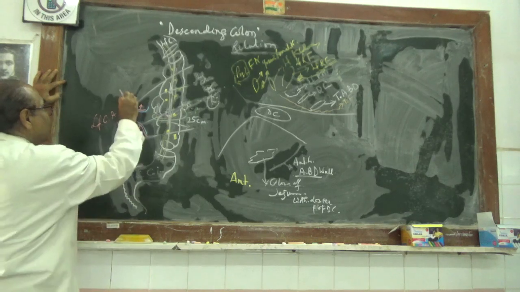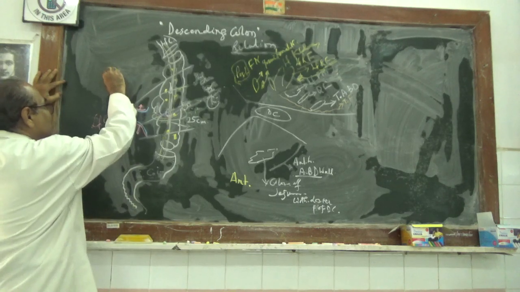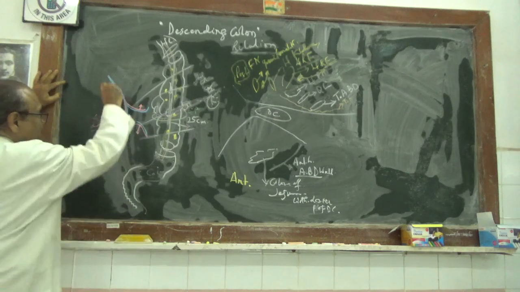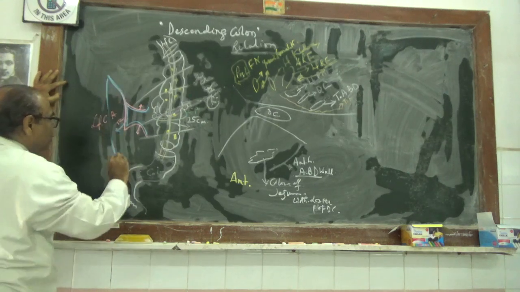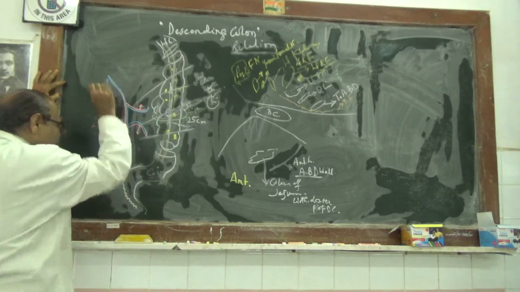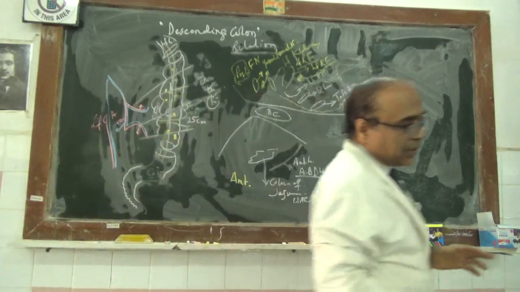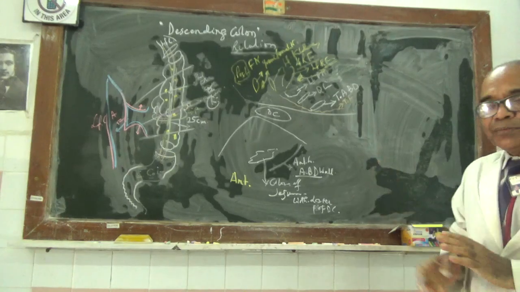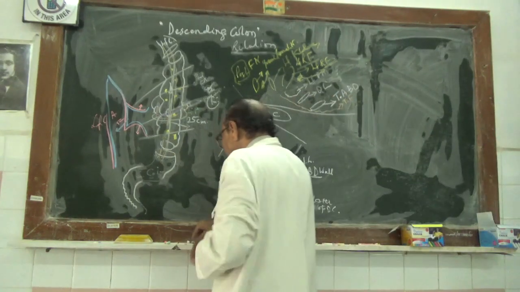Now this left colic vein will be joining with the inferior mesenteric vein. So this is the inferior mesenteric vein, which will be running hand in hand with the inferior mesenteric artery. Now what is the lymphatic drainage?